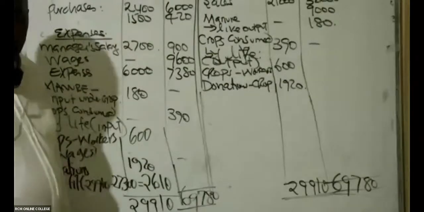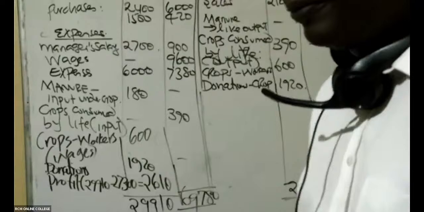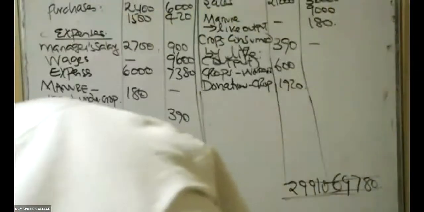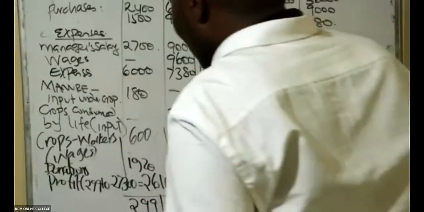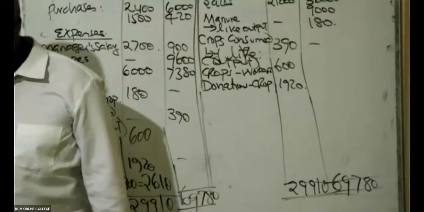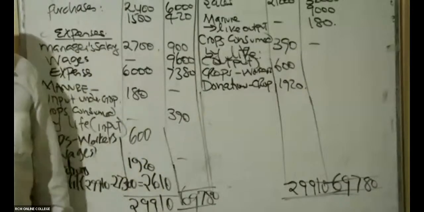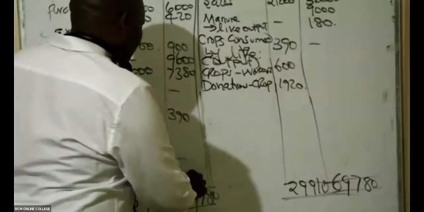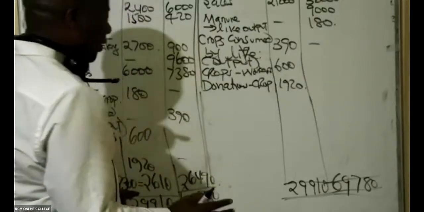A profit of how much? Thank you, Isaac. Can somebody tell me the profit here? Somebody is telling me it's very huge. 26,490. A profit of 26,490. That is it.